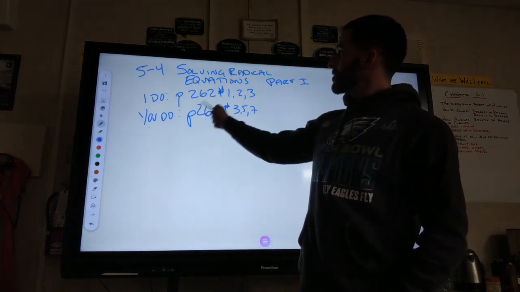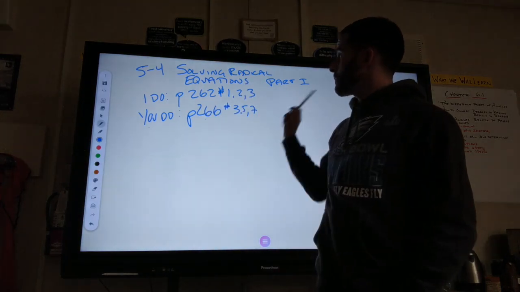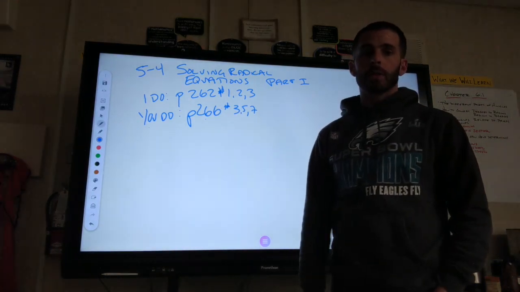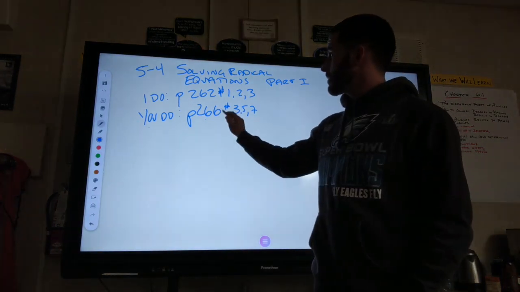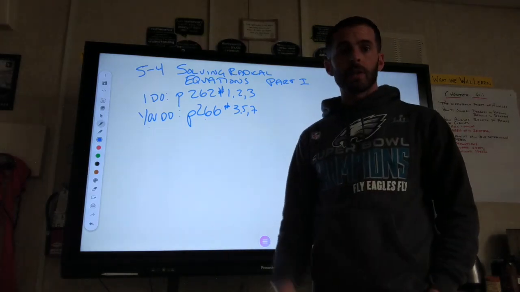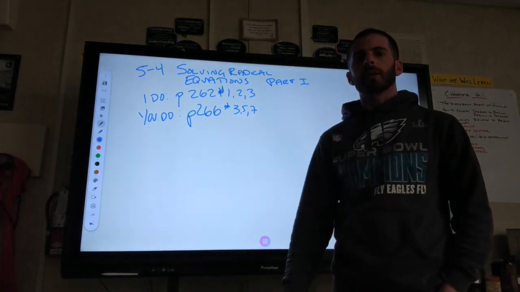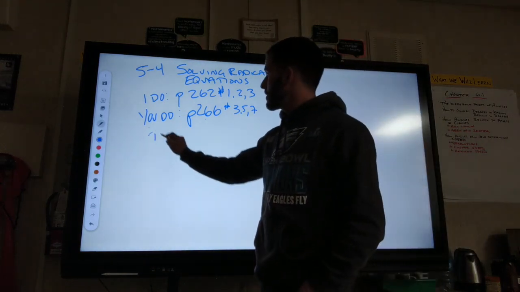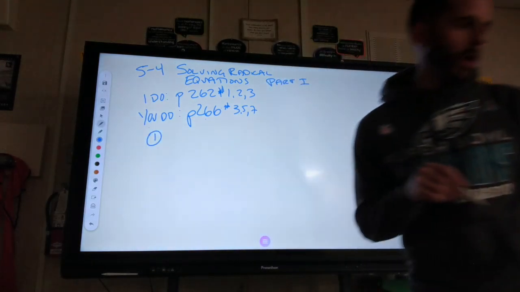We are on 5-4, Solving Radical Equations, Part 1. I'm going to do page 262, Monitoring Progress as 1, 2, and 3, but you are going to have to turn to page 266, 3, 5, 7, try them out, check your answers in the back of the book, let me know how it goes tomorrow, okay? So, page 262, number 1.